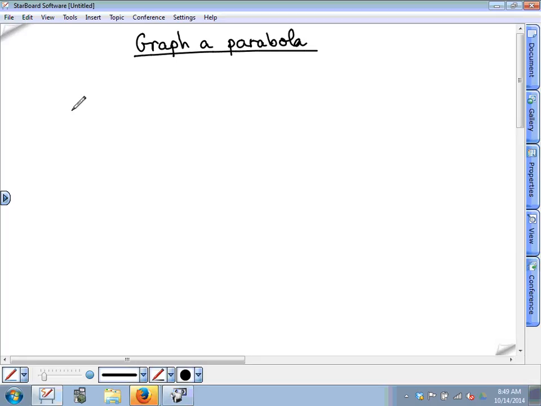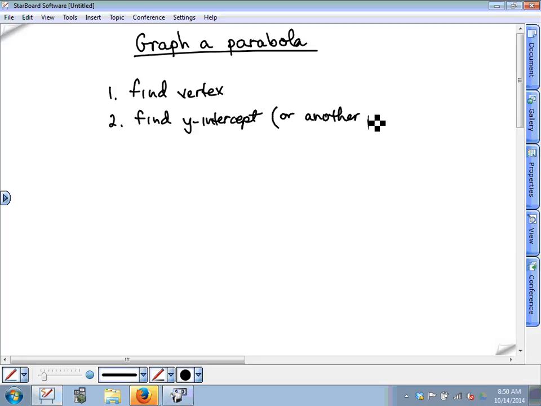So here's what I require. When you graph a parabola on an exam, this is what I'm going to require you to do. First, you got to find the vertex. Okay, second thing you got to do is find the y-intercept. Alright? Within reason, sometimes the y-intercept is way off the graph. If the y-intercept isn't going to work, I'm going to put this in parentheses, or another point. And then the third thing is use symmetry. I'll explain what that means here in just a second.